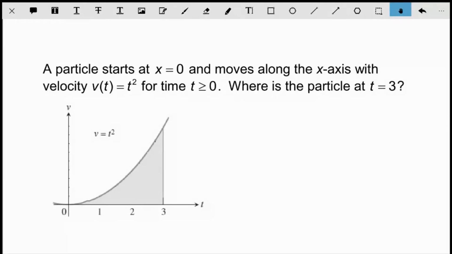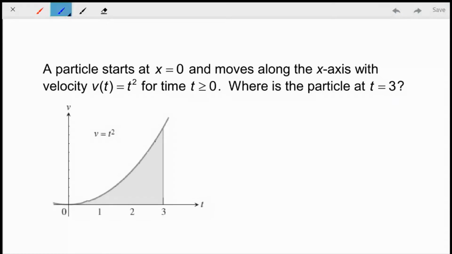Okay, so we're going to go through a couple of examples here where we use a small number of subintervals, and I'm going to show you how this extends into the idea of an integral, which is what we're really focused on. We have this velocity function here. It says a particle starts at x is 0 and moves along the x-axis with velocity t squared for time is greater than or equal to 0. Where is the particle at time t equals 3?